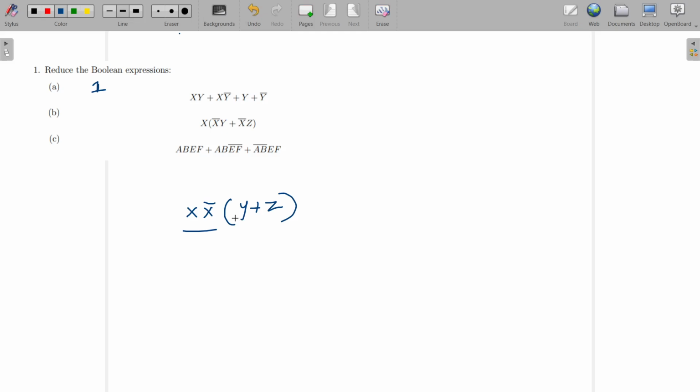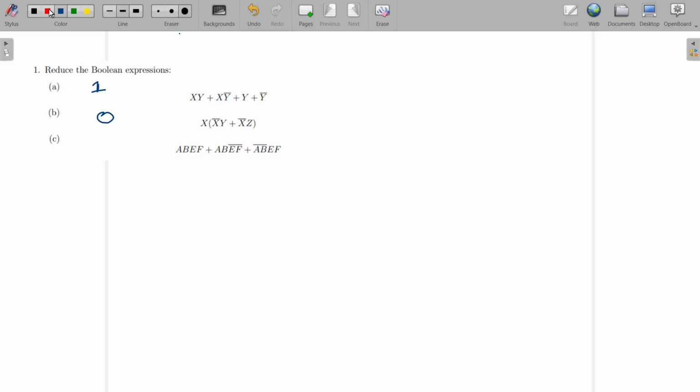So x dot x bar, this one, right? x into x bar or x dot x bar. So x dot x bar is equal to 0. That's why 0 dot anything, this y plus z, results in 0. So the answer for this case is 0.